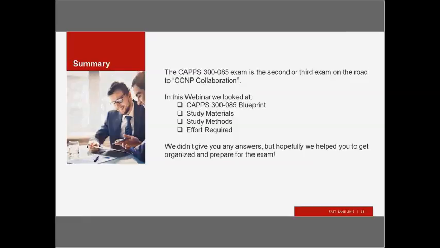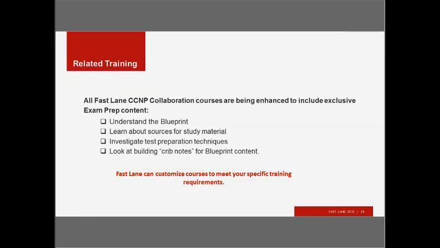The CAPPS 300-085 exam is the second or third exam on the road to CCNP Collaboration. We looked at the blueprint, the study materials, the study methods, and the effort required. We didn't give you any answers. We can't actually tell you questions and answers, so we didn't give you answers to any questions that were specifically on the exam. We're not guaranteeing that you're going to pass.